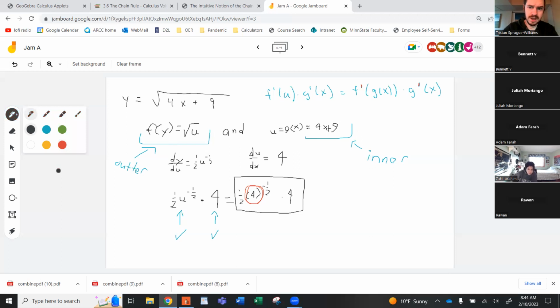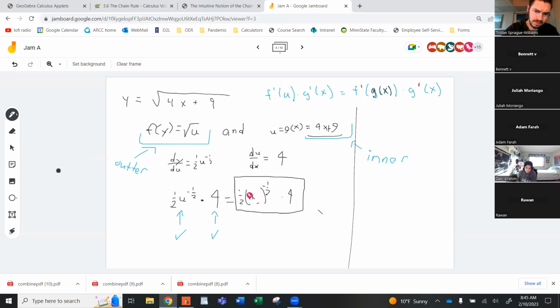What's inside f prime is just the original g of x, not the derivative. So let's fix this up down here, inside of this -1/2 power function. That should be our original g of x, 4x plus 9. I got it for you here.